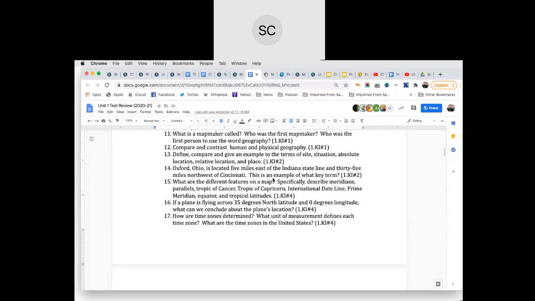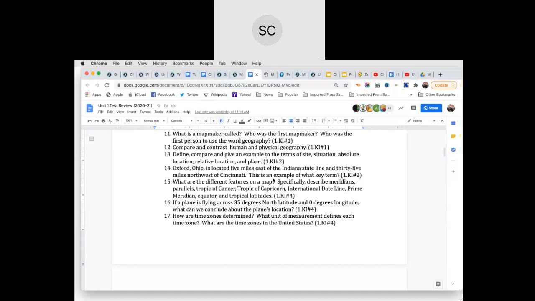13, define, compare, and give an example of site. A site has physical characteristics that can be unique, because oftentimes they're unique because they have value to humans. And so humans will use those sites to create a human activity that's valuable to humans.